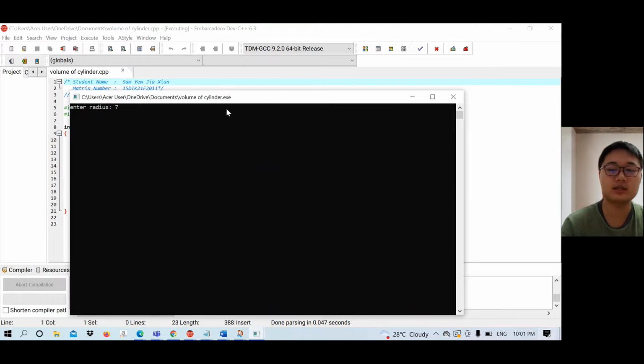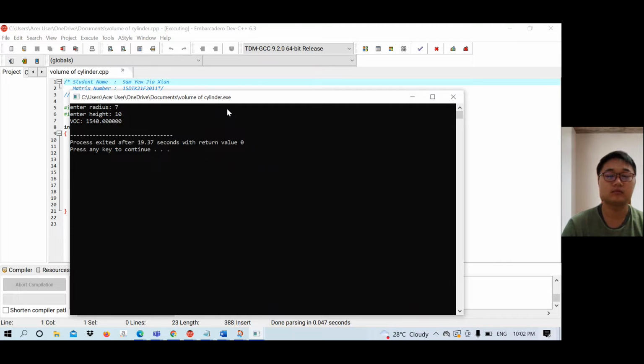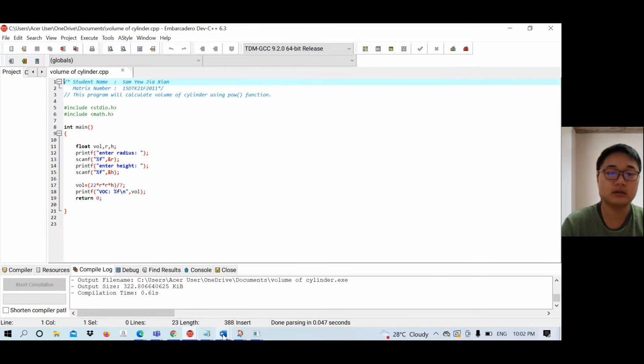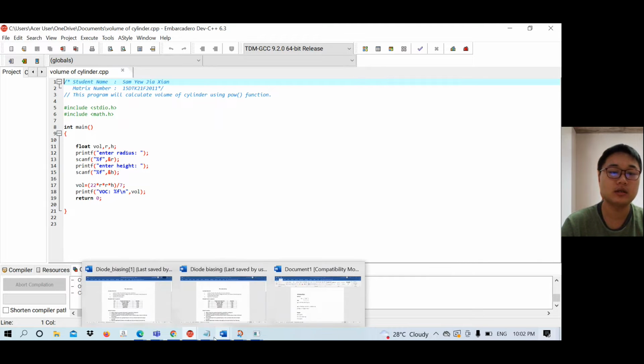For example, I put a radius of 7. So I also enter the height. Let's give it around 10. And I get the volume of 1,500 centimeter cubed. Here's the volume. And on to the next question.